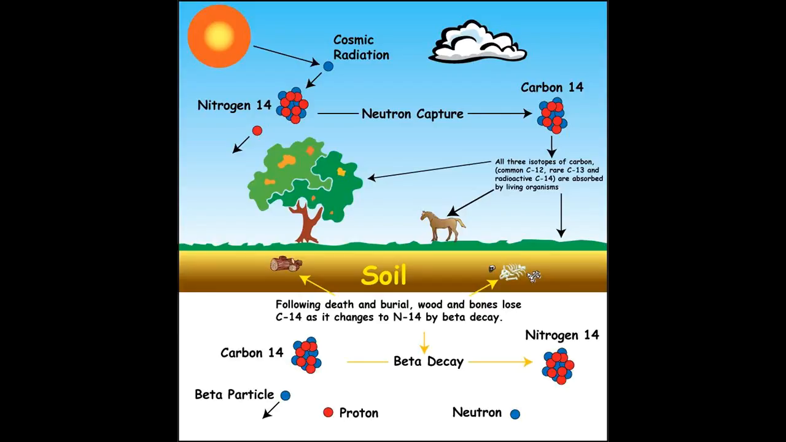How does radiocarbon dating work? Every living thing is made of carbon. Plants grab carbon dioxide from the atmosphere and use it to form complex organic molecules. Animals get their carbon by eating these plants.